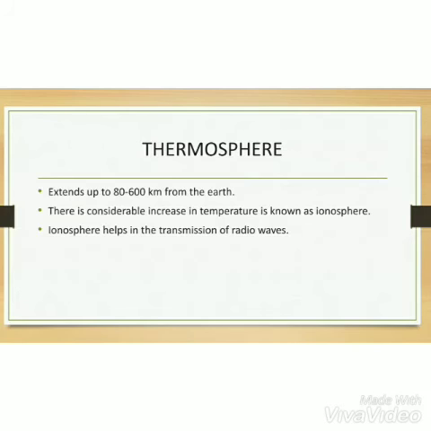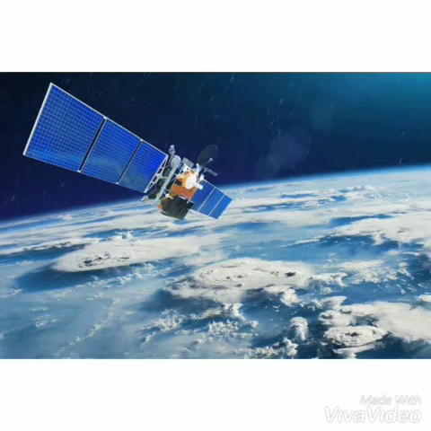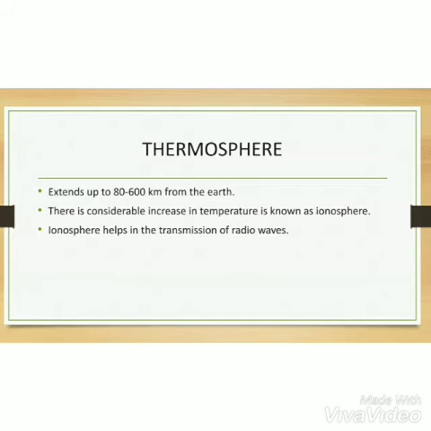Thermosphere extends about 80 to 600 kilometers altitude. There is a considerable increase in the temperature with altitude. The lower part of the thermosphere is known as ionosphere. At an altitude of 80 to 400 kilometers in the atmosphere, the intense solar rays such as ultraviolet, X-ray, etc. react with the gaseous molecules to form ions. The process is called ionization, and this part of the atmosphere is called ionosphere. Ionosphere helps in the transmission of radio waves.